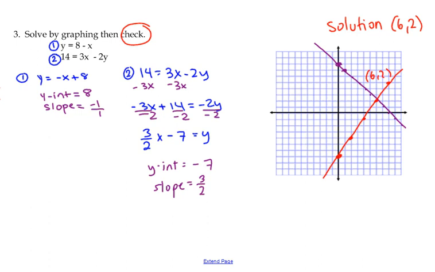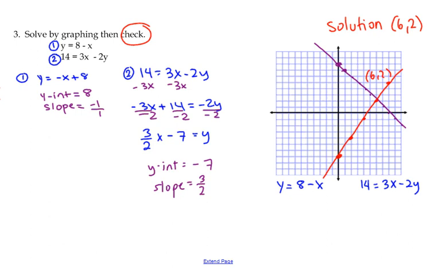Yeah? Equations. And we always use our original equations whenever we check, because what if we made a mistake in rearranging? So we always check with our original equation. So y equals 8 minus x, and 14 equals 3x minus 2y. So we're going to plug in our x and y solution.